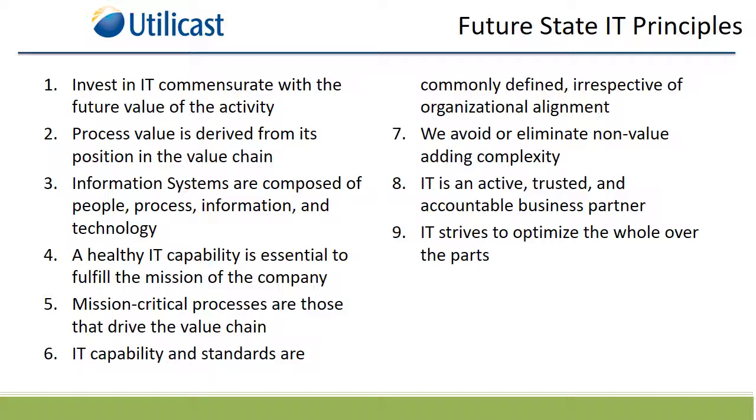Another often overlooked principle is the fact that information systems are composed of people, process, information, technology. Pretty obvious, not a lot to be said here other than the fact that people often forget that it's not just technology. There's people and process involved and information, which is obviously key now in our age of big data.